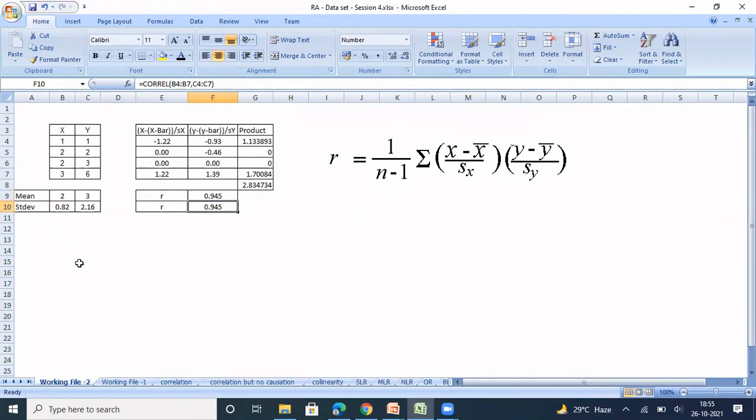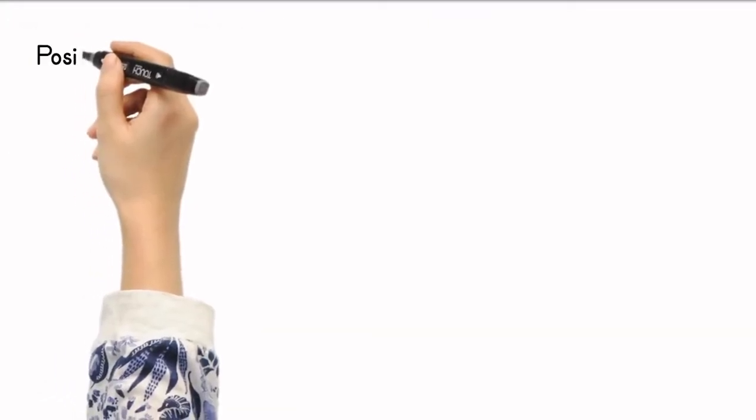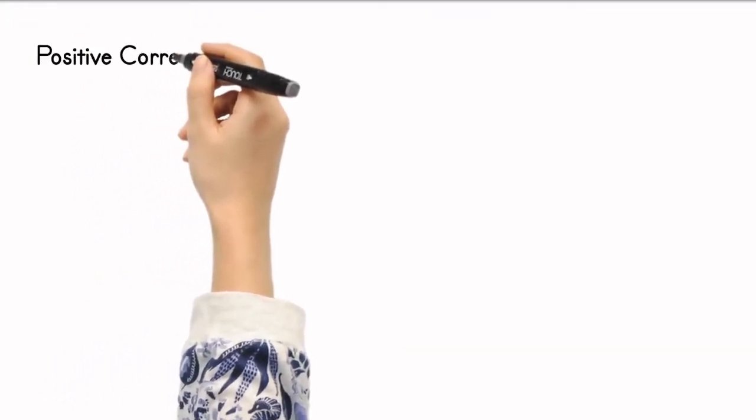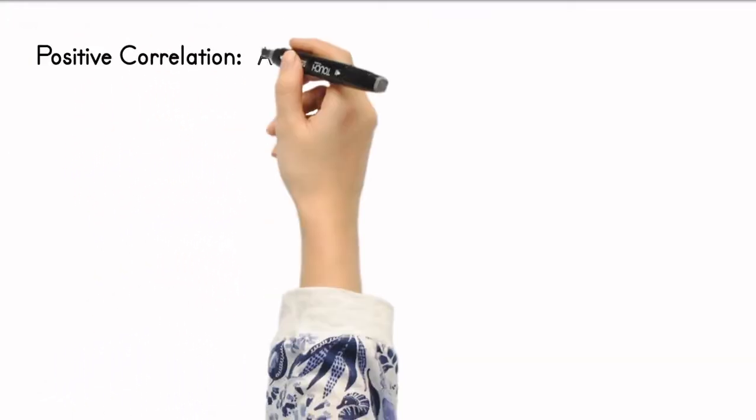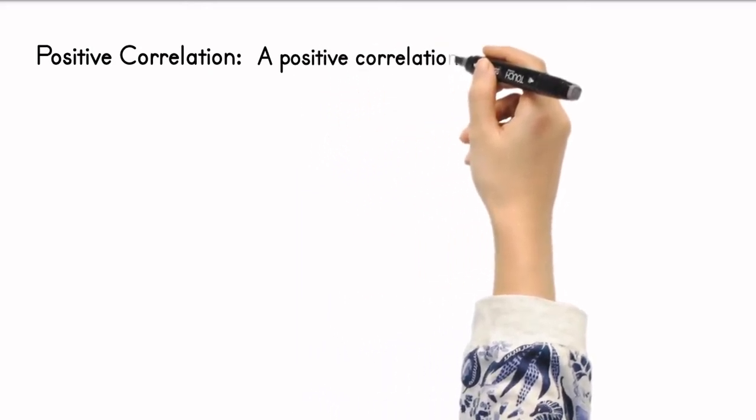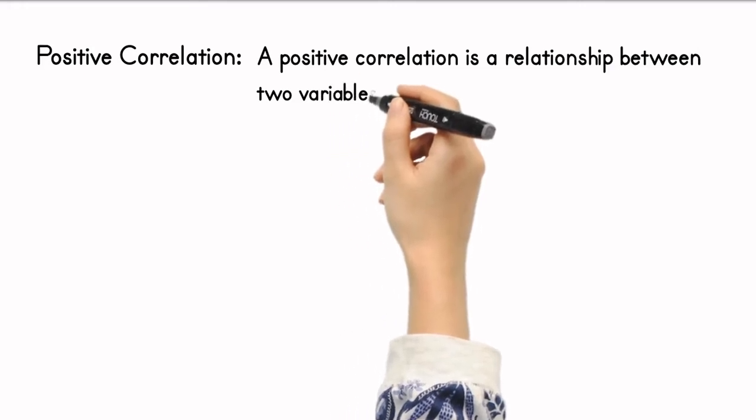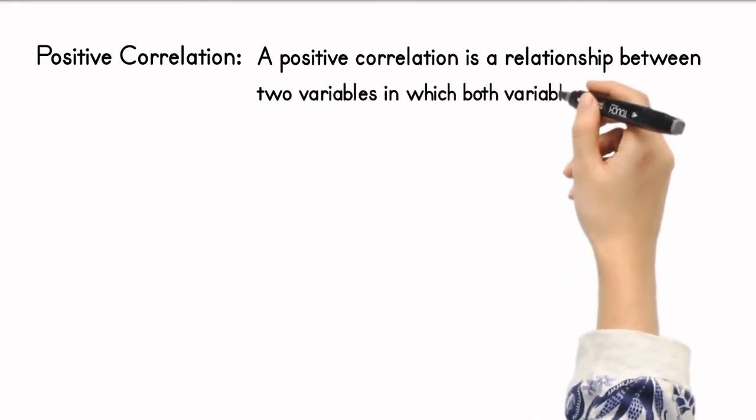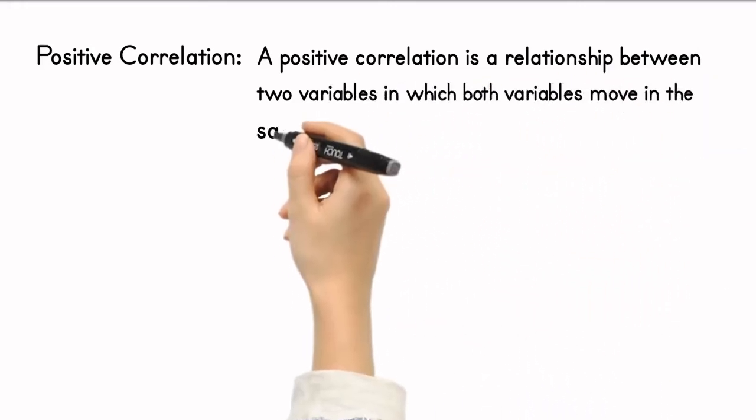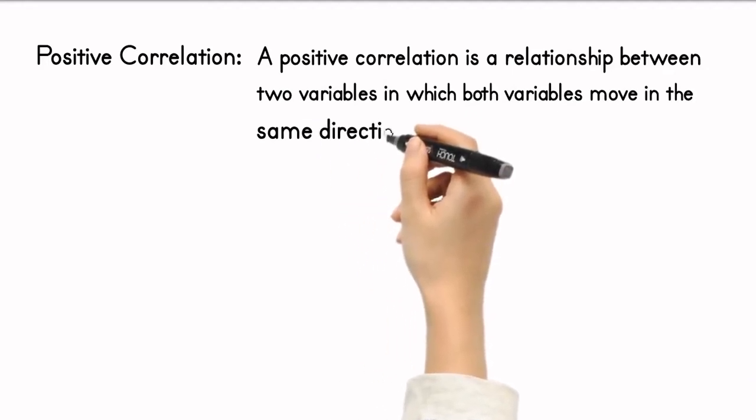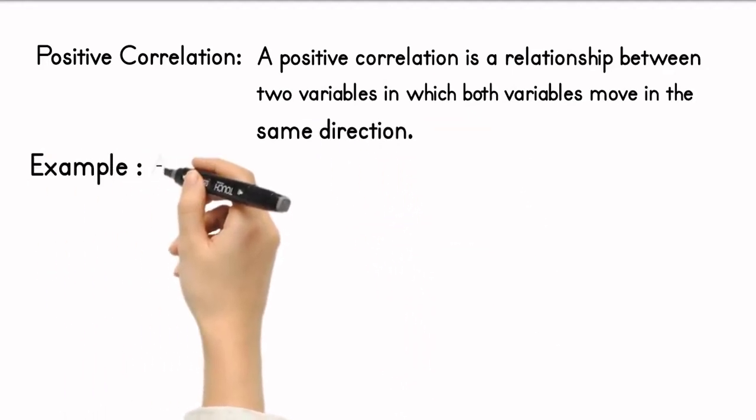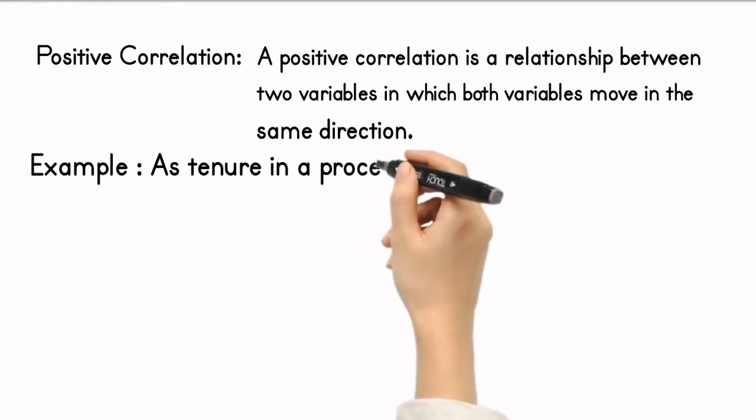Right? Thank you, friends. Among the different types of correlation, let us first understand what is positive correlation. A positive correlation is a relationship between two variables in which both variables move in the same direction. Therefore, if x increases, y will also increase, and if x decreases, y will also decrease. Example: as tenure increases, productivity will increase.